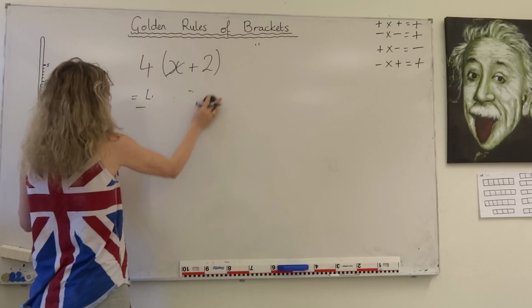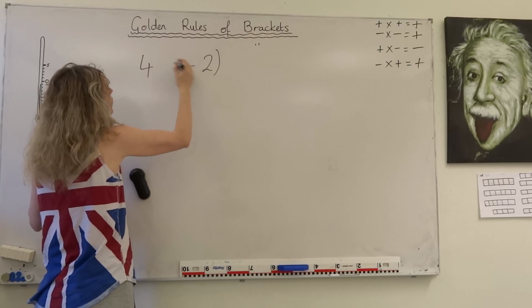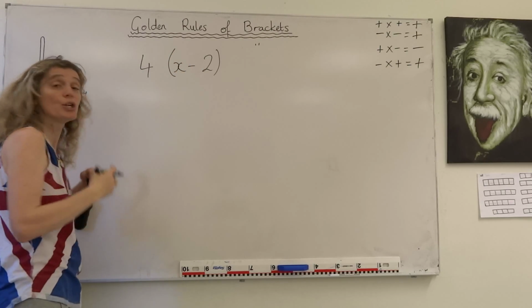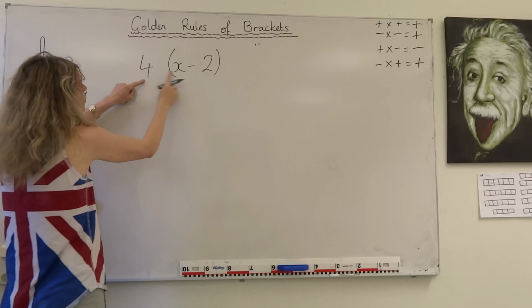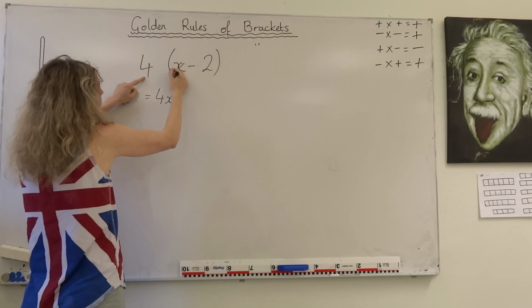were to have instead 4x minus 2, what answer would we get then? Well, we'd use the same rule as before. 4 times x is 4x. We've finished with the x.